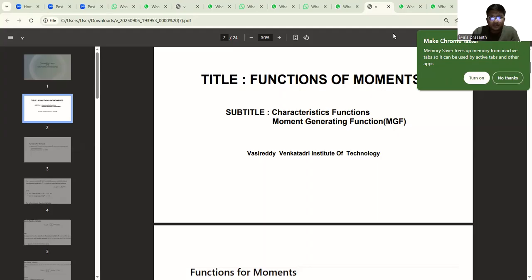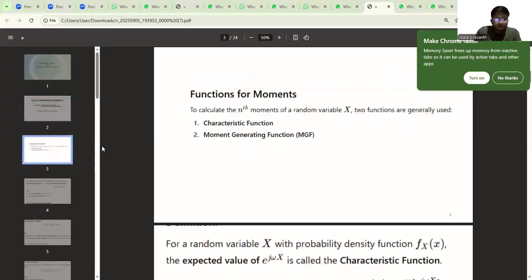24BQ1A04I7. Today my topic is functions of momentum. The subtitle is characteristic functions and moment generating functions. A function of a moment calculates the nth moment of a random variable X. Two functions are generally used: characteristic functions and moment generating functions.